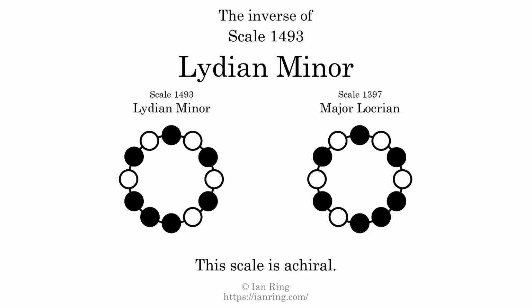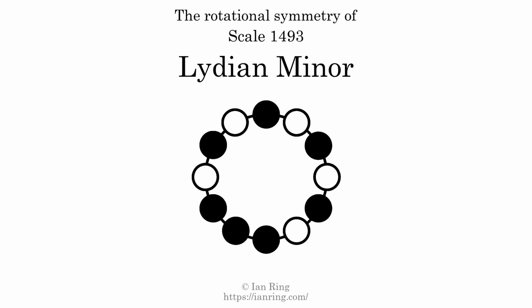The inverse of a scale is a mirror image. It is what you get when the sequence of intervals is reversed. The inverse of this scale is scale 1397, also known as major Locrian. This scale is achiral, since it can transform into its own reflection by a rotational transformation. This scale has no rotational symmetry.